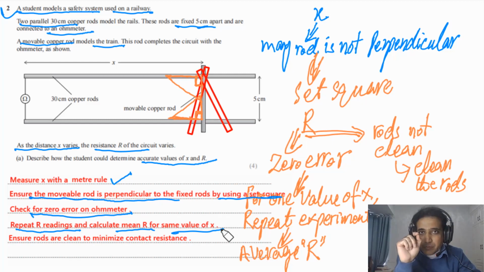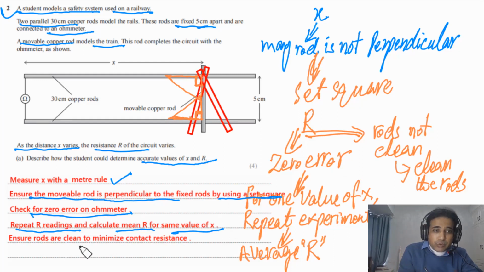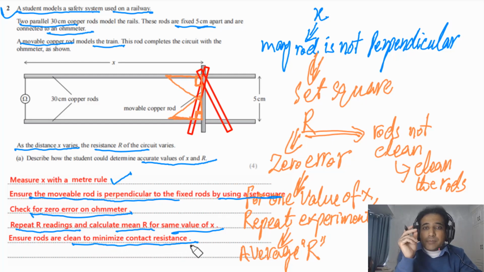Means for one value of independent variable, we can take more measurements of dependent variable, and then we can take average. Ensure rods are clean to minimize contact resistance, and this one you can use for any electricity experiment. Clean the contacts, so it will minimize the error, or simply you can say it will minimize the uncertainty in resistance. So these are practical points you need to understand about electricity experiments.